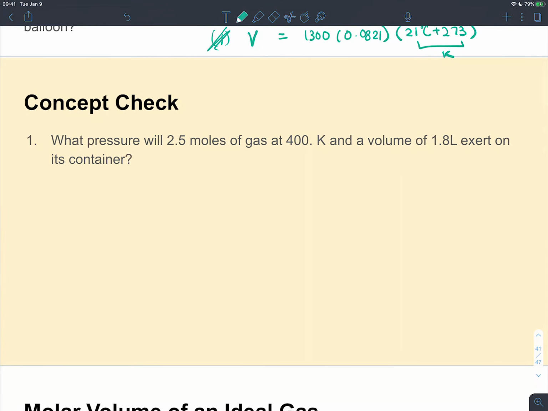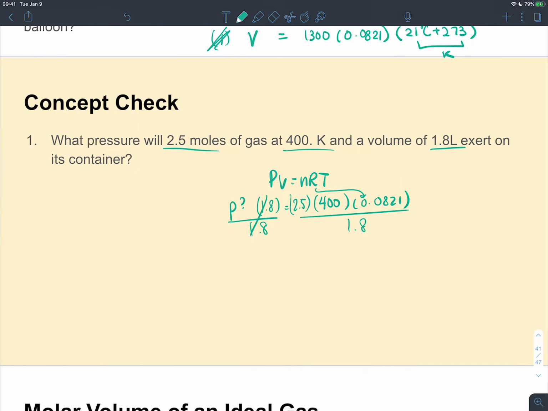All right, take a moment to pause, solve this one. I'll be setting it up. So PV equals nRT. 400 is T. 1.8 is volume, equals, so 2.5 moles. Sorry, I forgot R, but I'll put it here. And then pressure. And then I'll divide both sides by 1.8. And that would give you the pressure in atmospheres.